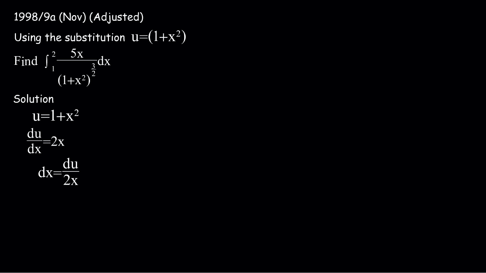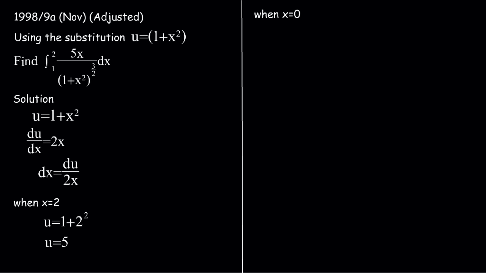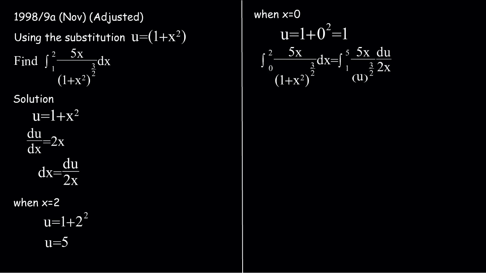Now to get our corresponding limit, we are going to be substituting our upper and lower limit into the equation u equals to 1 plus s squared. So when s equals to 2, u will be equals to 1 plus 2 squared, which is u will be equals to 5. And when s equals to 0, u will be equals to 1 plus 0 squared, which is equals to 1.